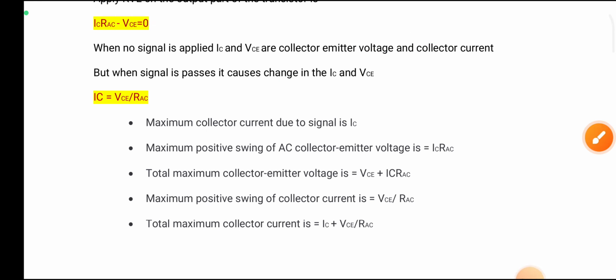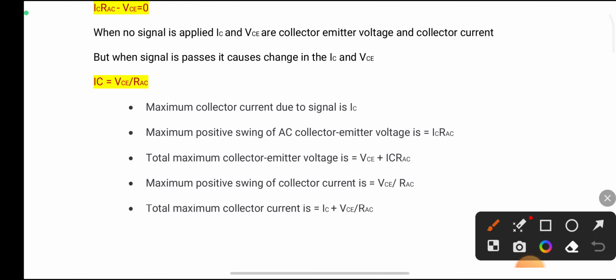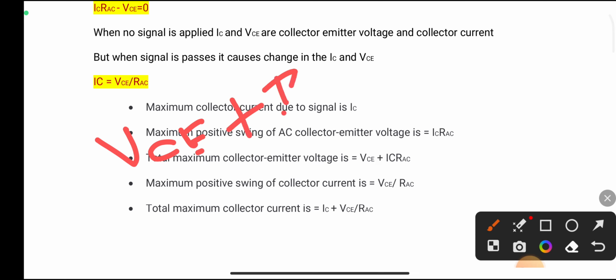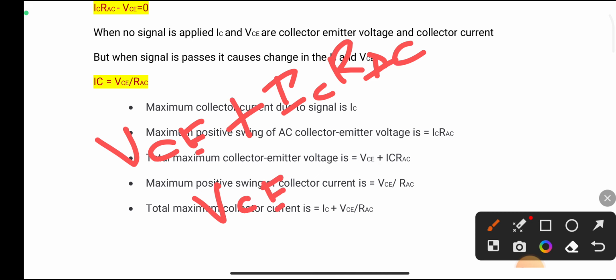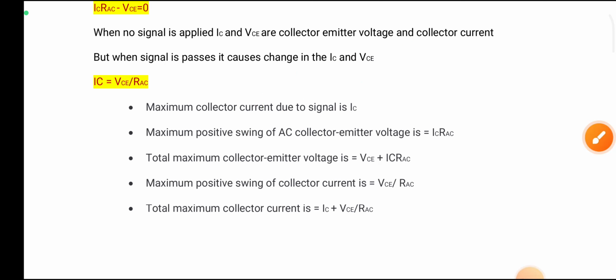The total maximum collector emitter voltage is as follows. Here VCE is the voltage across the collector and emitter terminals. It changes to VCE plus IC times RAC. When there is no signal, meaning the AC source is absent, we just have VCE. When an AC signal is present, the voltage across the collector emitter terminal becomes VCE plus IC RAC. So this is called the maximum collector emitter voltage.